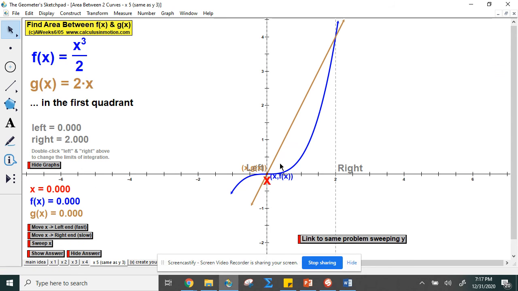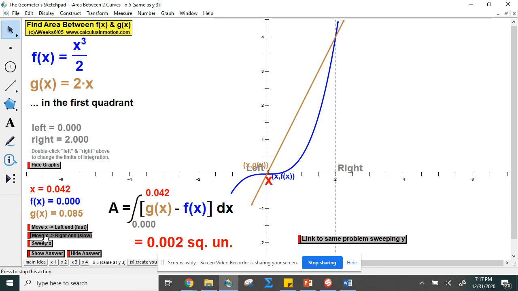Okay, so again, my brown line is on top, my blue line is on the bottom. So when I use my answer, here we go. We're going to do G, top line, minus bottom line, and we're going to integrate from this point of intersection to that point of intersection. Hope that was helpful.